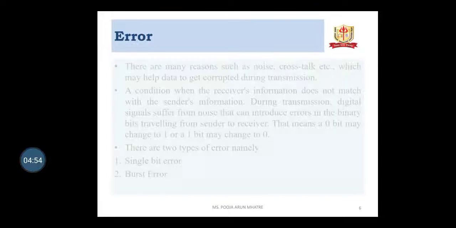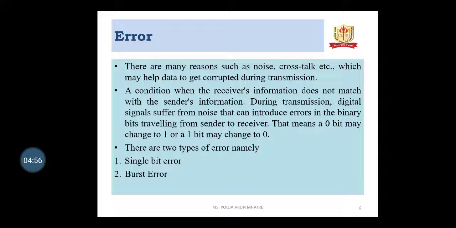Error. There are many reasons, such as noise, crosstalk, damage, lost frames, etc., which may cause data to get corrupted during the transmission. That means at the transmitting time there are a number of reasons for the corruption of data. So an error is a condition when the receiver's information does not match the sender's information.